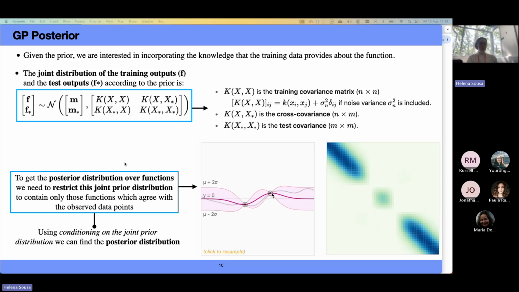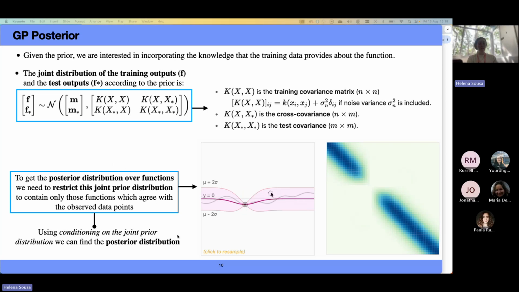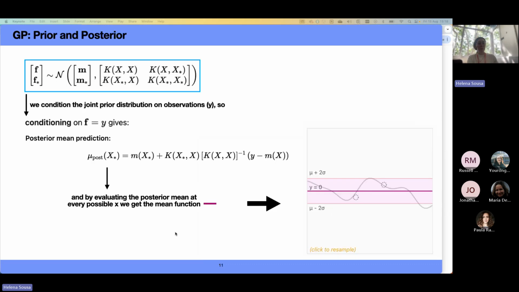The next step is that we want to get this posterior distribution, which we can get by restricting our joint prior distribution to contain only the functions that agree with the observed data points that we have. In probabilistic terms, we call this operation the conditioning of the joint Gaussian prior distribution on our actual observations.